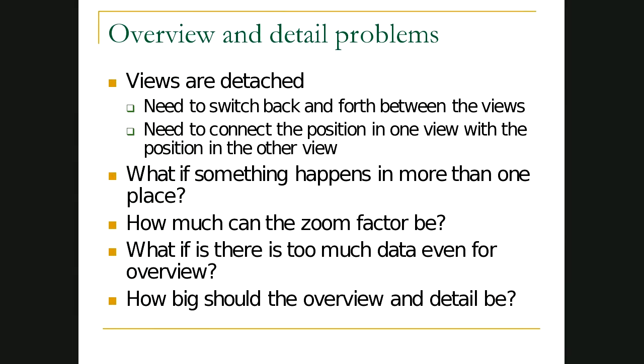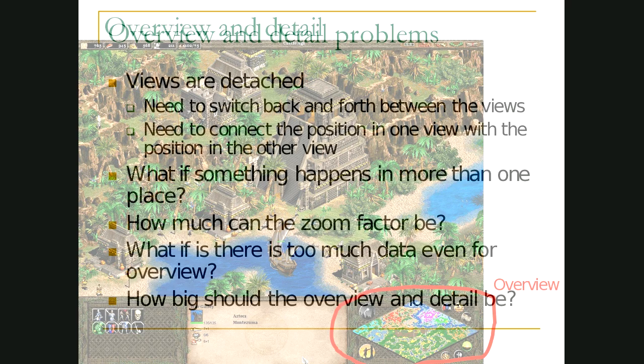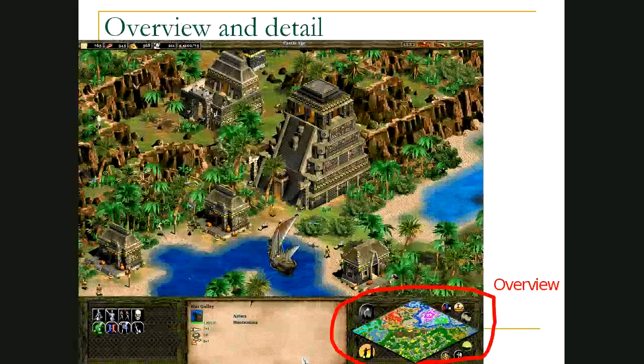So here are some of the problems I may run into, and some of them I think I cover next. Because views are detached, I need to switch back and forth between them. I can understand the higher level and the lower level, but then I'm not sure exactly. For example, look here in this area. I don't know exactly what's right up here. Even if I just clicked here, it's not going to be that easy to put the two together.